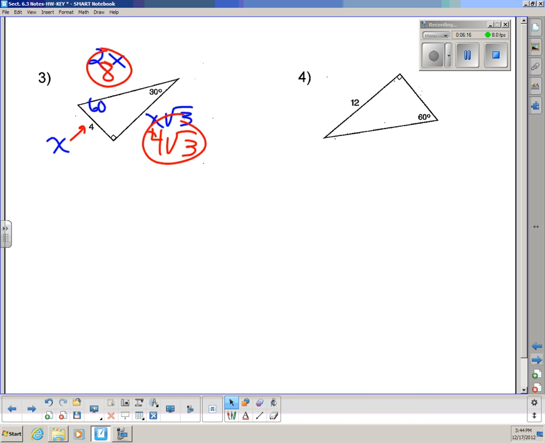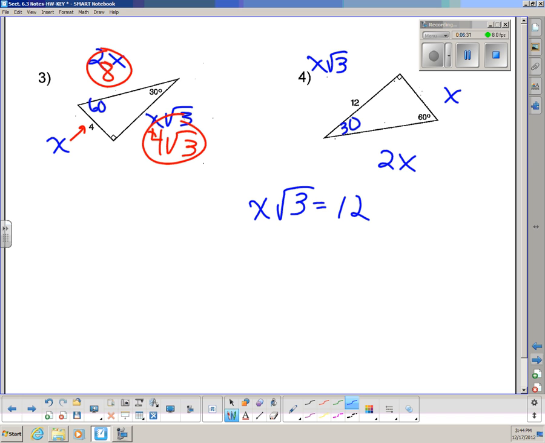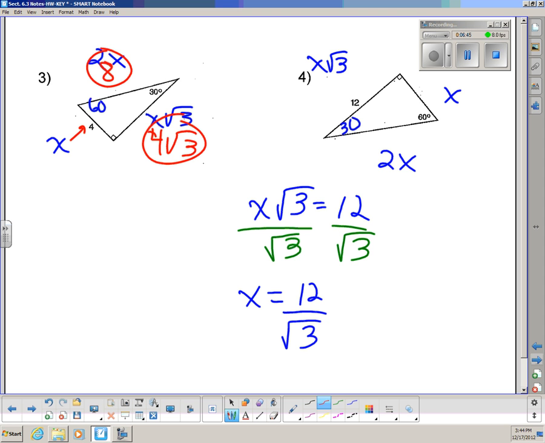Last but not least, opposite the short leg is x, opposite the longer leg is x rad 3, and opposite the hypotenuse is 2x. So we're finding out that the x rad 3 side is equal to 12. Well, how do you get x all alone? You divide it by the square root of 3. But the problem is, again, and we've learned this from algebra, that you can't have a square root in the denominator, so you need to rationalize it. The only way to get a square root to go away is to multiply it by itself. By doing this, you're going to get just 3 on the bottom. Up top is just 12 rad 3.